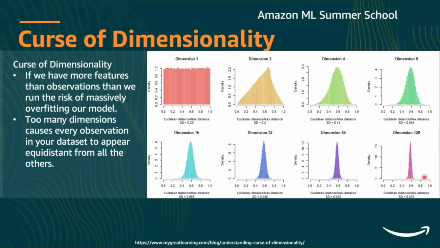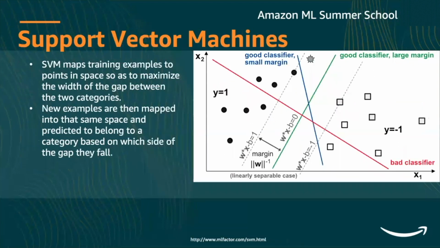Now, as explained before, k nearest neighbor works on the distances, on the neighborhood. If all the distances are approximately equal to 0.6, k nearest neighbor would fail, and hence it is good for k nearest neighbor to work in low dimension spaces.